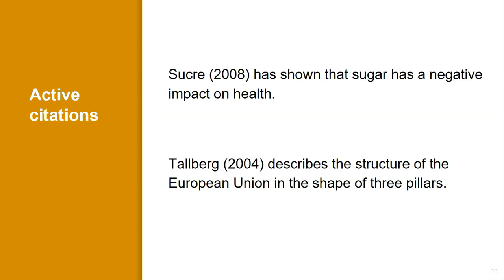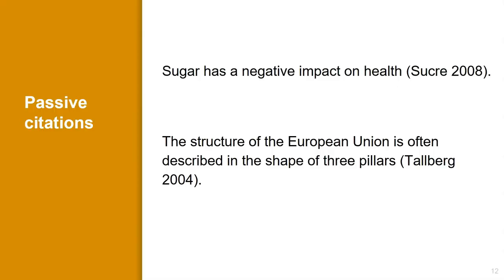You can either use active or passive references in the running text. In an active reference, the name of the author is incorporated into the running text, whereas in the passive reference, the author is cited within parentheses. I will give some examples of how you can refer to your sources in the running text.